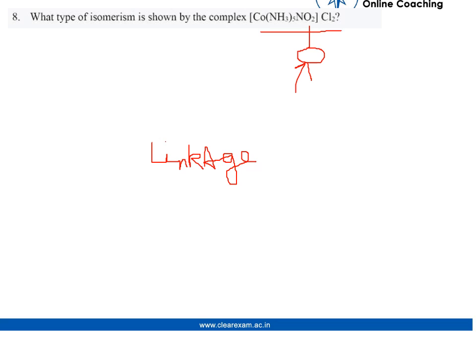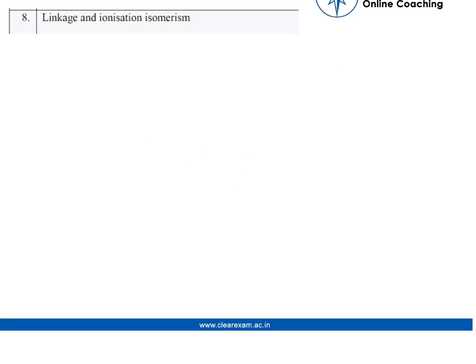is a combination of two ions, that is chlorine Cl2, similar combinations, so it is an ionization isomerism also. Now let's see what is the answer in the next slide. That is linkage and ionization isomerism.